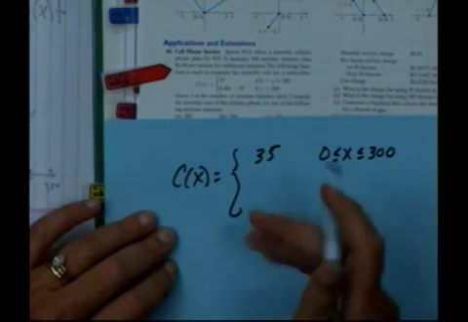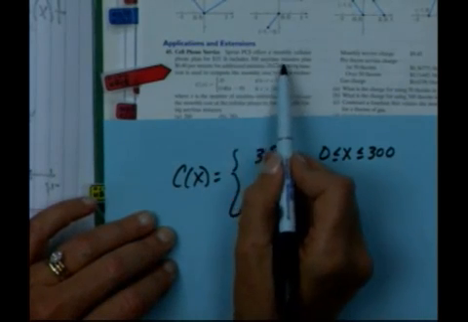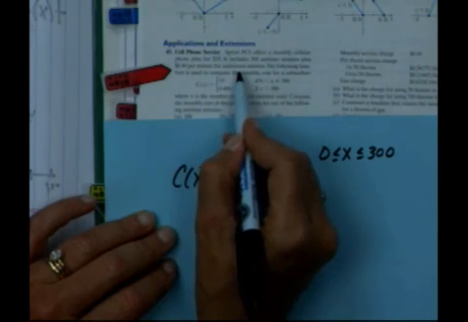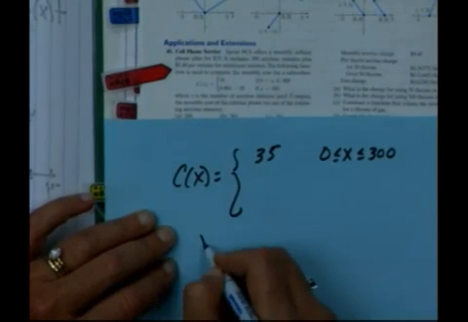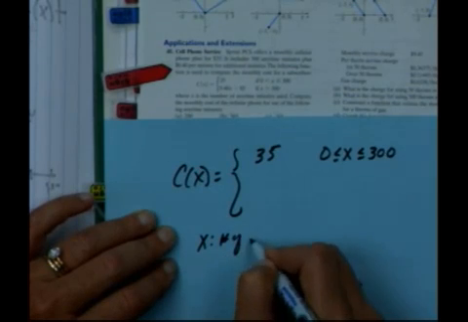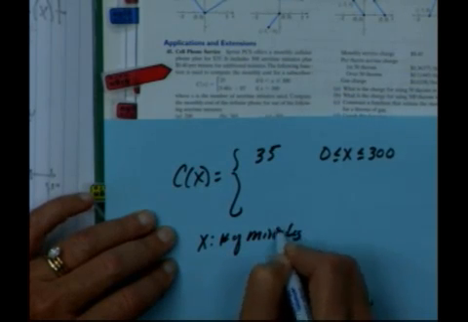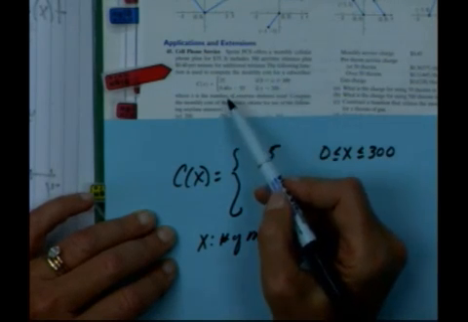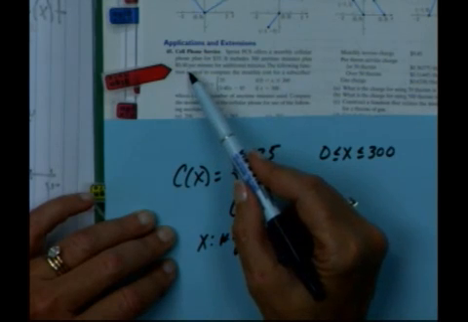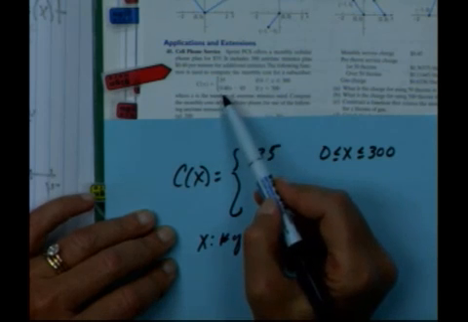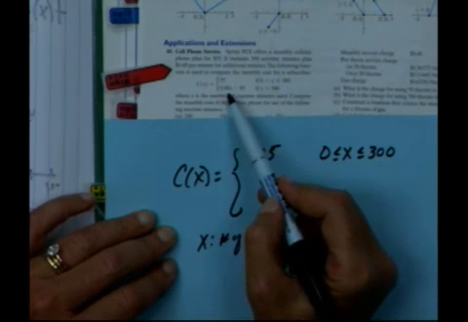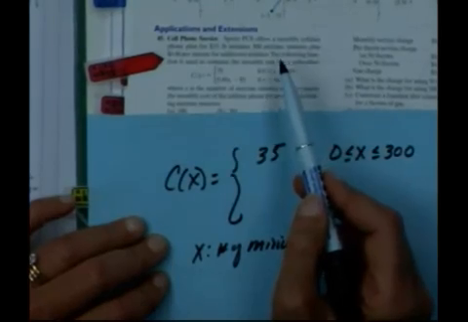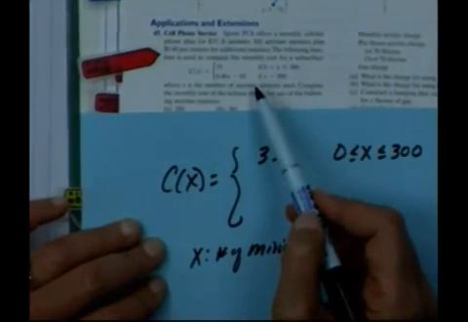Okay? But once you go over 300 minutes, because it says the additional minutes, remember x is the number of minutes. Once it goes over 300 minutes, you're going to be charged 40 cents per additional minute. And somehow or another, they came up with 0.40x minus 85. And you're going, where did that come from?